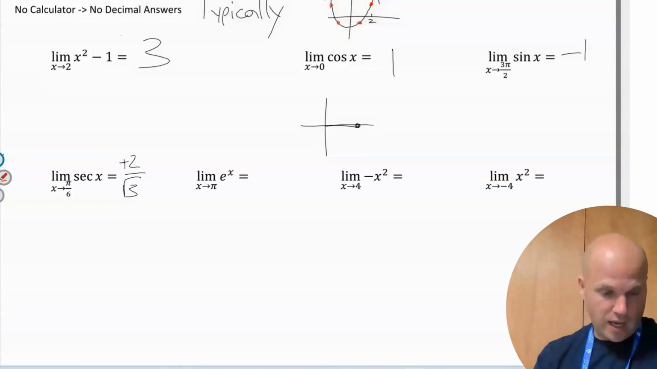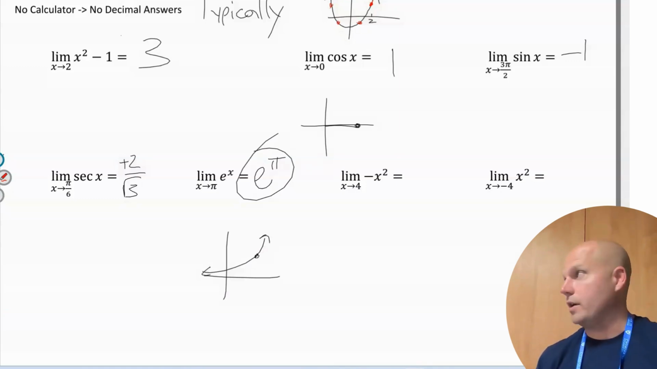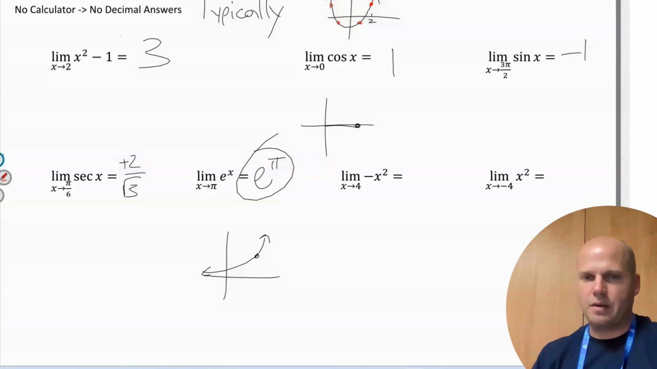Oh, what about e to the x? I don't know what to do. It's like just plug in pi and you get e to the pi. E to the x is continuous. E to the x doesn't have any fancy things going on with it. E to the x is essentially boring. It's important, but it's boring. So, bam, plug in pi. You get e to the pi, whatever that value is. Don't use a calculator, just leave it like that. If I'm just to the left of pi or just to the right of pi, I'm going to be infinitely close to e to the pi.